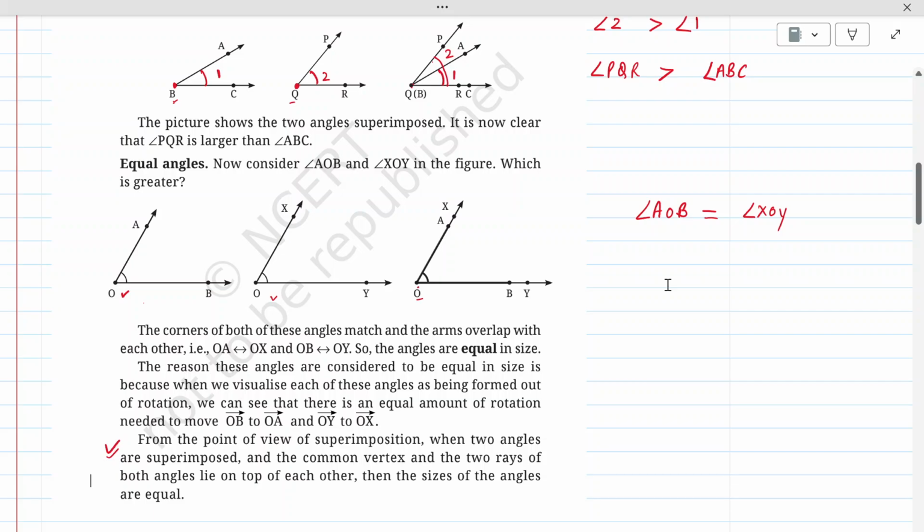So I hope kids, this is clear to you, that using superimposition we can see which angle is greater, which is not, and which is equal. How we will superimpose these points and then see where the arms are, and then we can easily see which angle is greater. Like we have seen here and in the above example also.